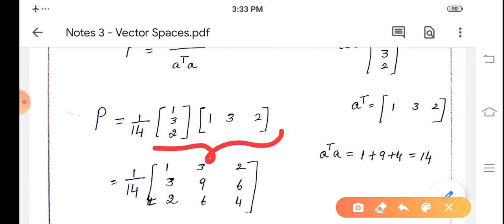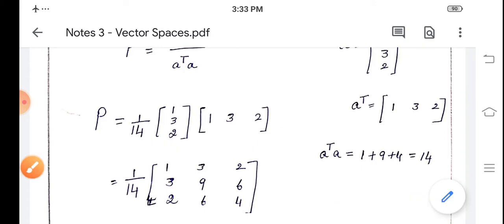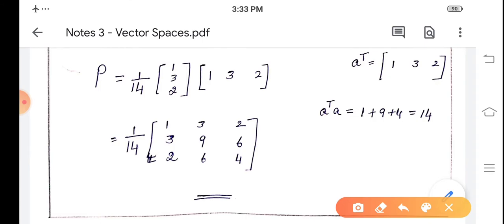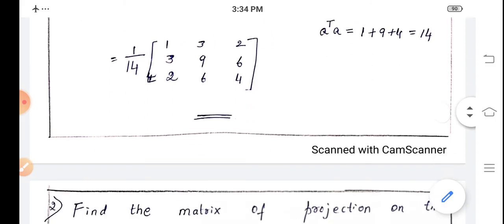Now when we multiply this, we are getting matrix of order 3. That will be P is equal to 1 by 14 into. Now in the first row, first entry is 1 into 1. That gives 1. Next 1 into 3, that is 3. 1 into 2, that is 2. Similarly, we write the second row entries, that is 3 into 1 is 3, 3 into 3 is 9 and 3 into 2 is 6. Then last row entries, 2 into 1 is 2, 2 into 3 is 6, 2 into 2 is 4. So we are getting projection matrix as P is equal to 1 by 14 into matrix 1, 3, 2, 3, 9, 6, 2, 6, 4. So this is a projection matrix.